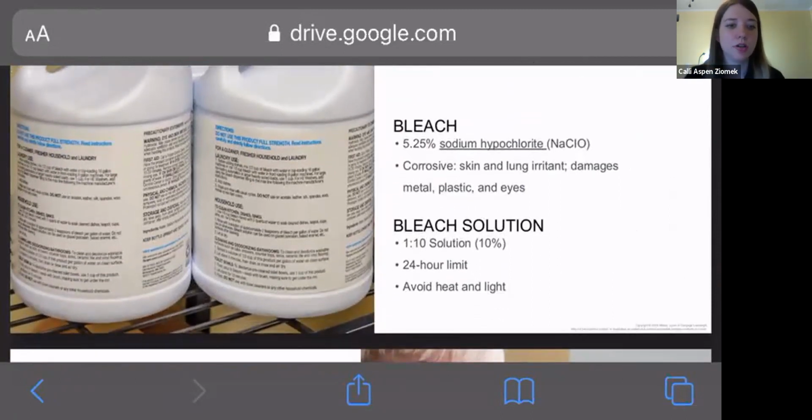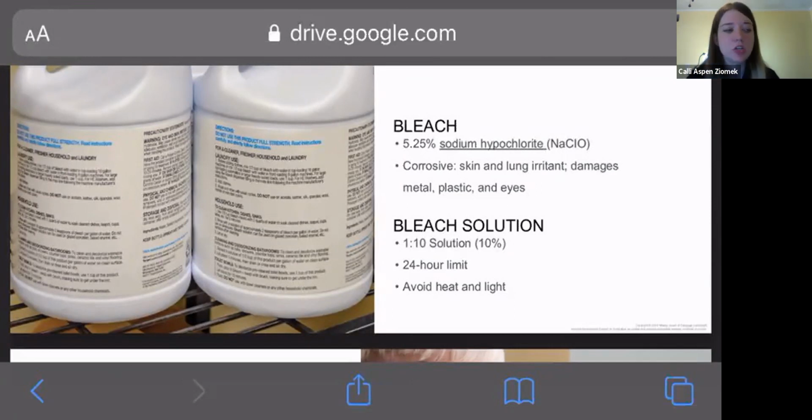Household bleach, or sodium hypochlorite, is an effective disinfectant that has been used very commonly throughout any salon, spa, or studio. And it is used as a disinfectant. And like you see on the screen, a 1 to 10 solution, so a 10% bleach solution, is generally what you'll use.